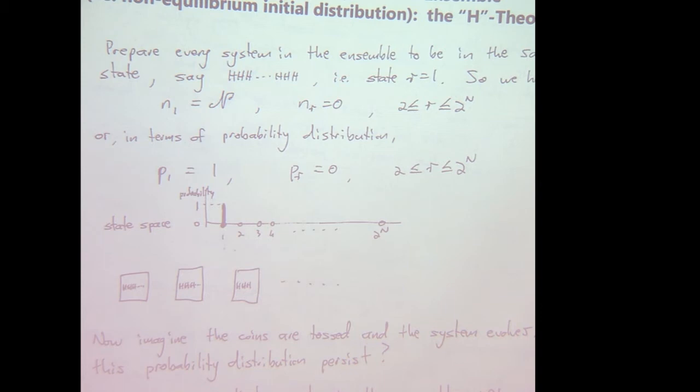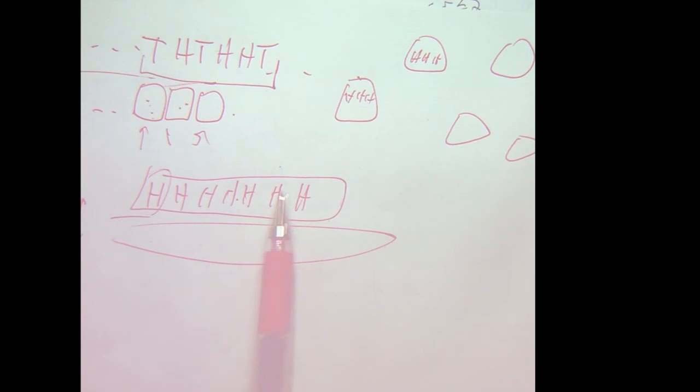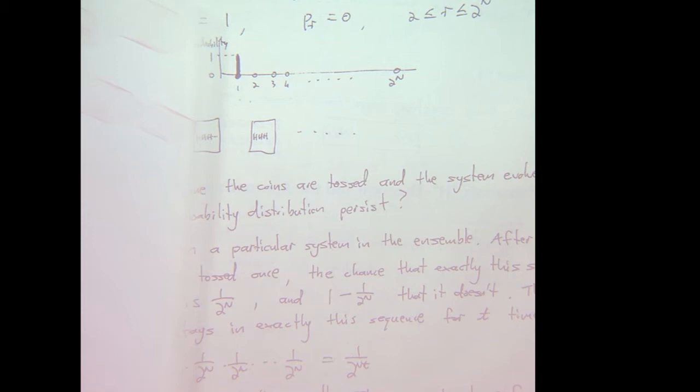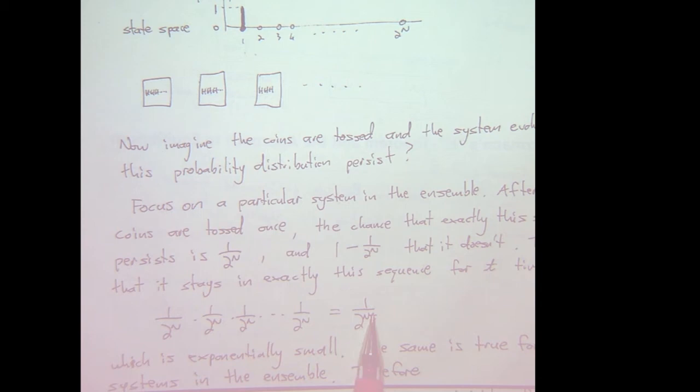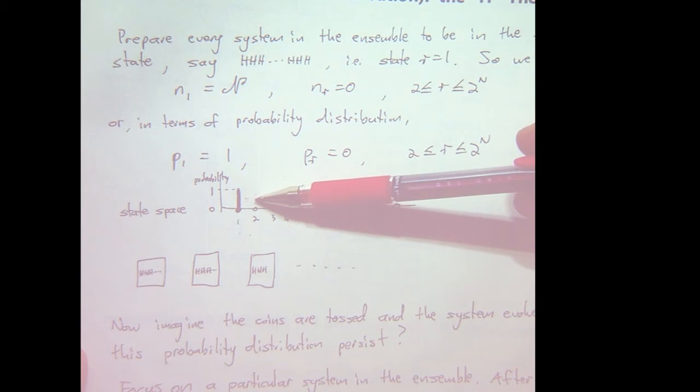The probability of staying in this state, even for one step, is one over two to the n for one time step. Next time step, another one over two to the n. And for t time steps, it's one over two to the n, to the power of t. It's not going to happen that the system is going to stay in that state.